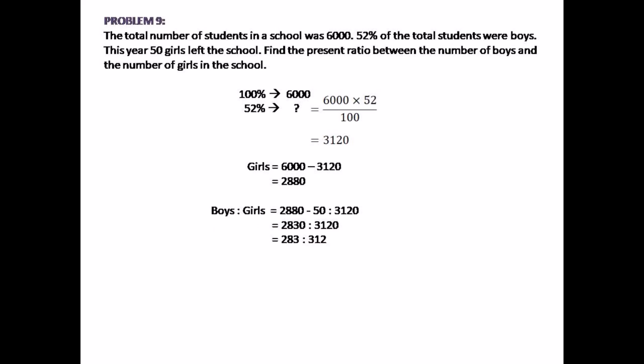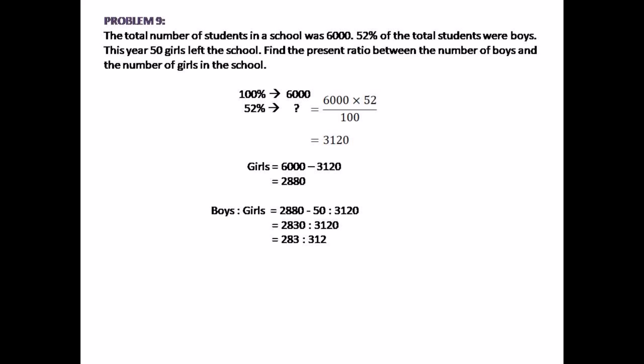The total number of students in a school was 6,000, 52% of the total students were boys. This year 50 girls left the school. Find the present ratio between the number of boys and the number of girls in the school. If 100% gives 6,000, then 52% gives what?